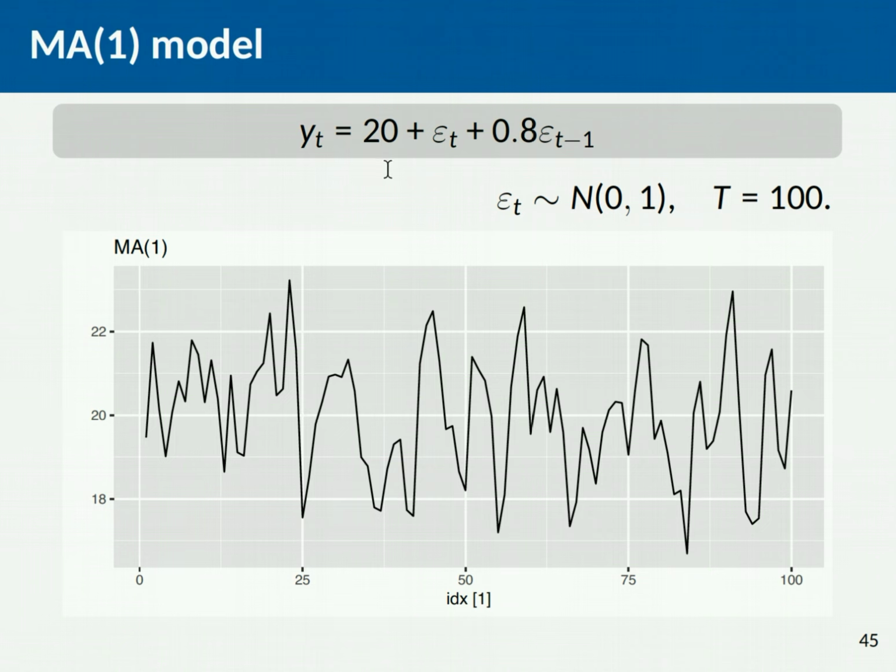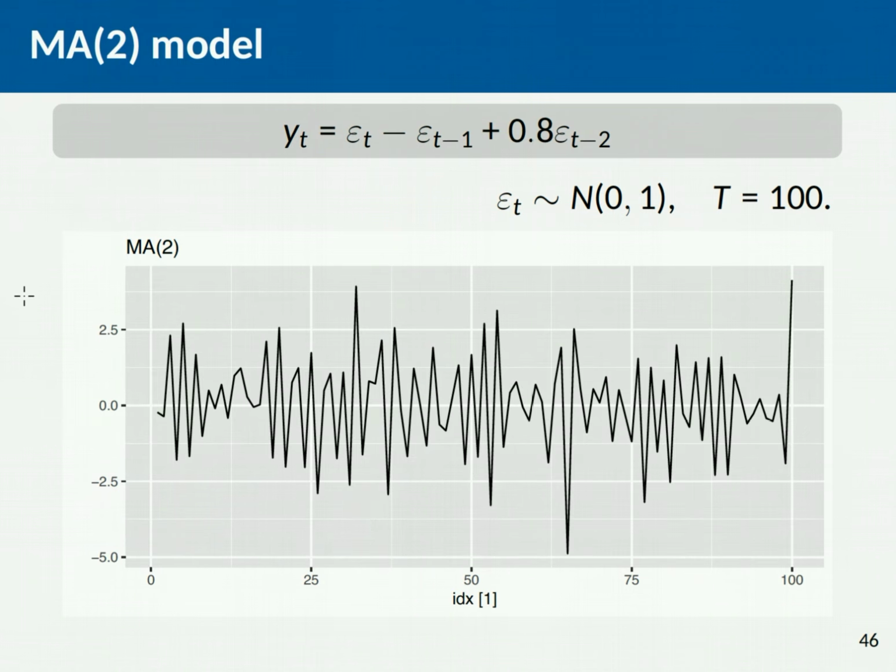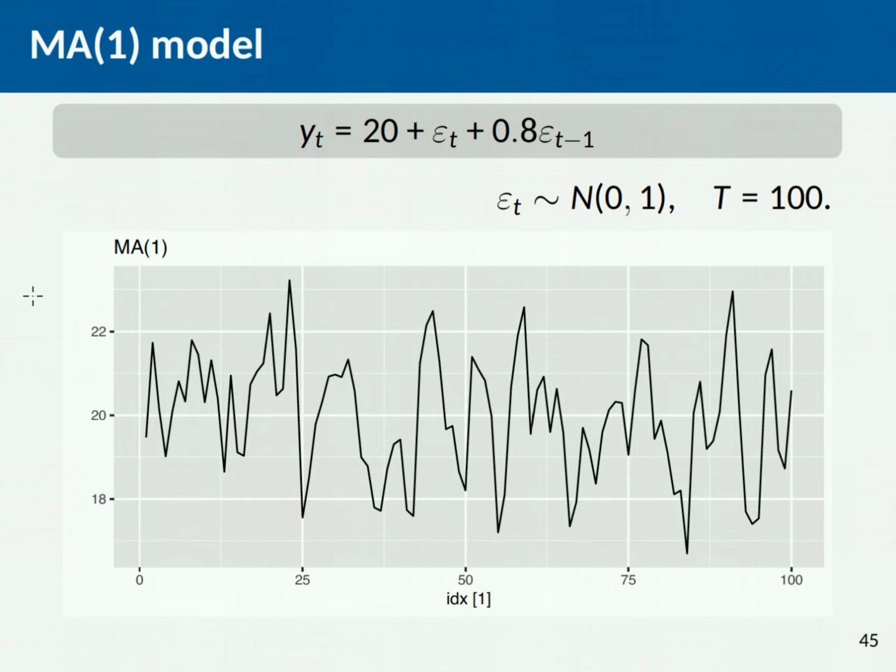Here you have Yt equals 20 plus epsilon t plus 0.8 times epsilon t minus 1. Again, the time series length is 100. This is what the process looks like. What you're doing here is essentially generating random normal errors and simulating the true process. And mind you, these are pure time series.